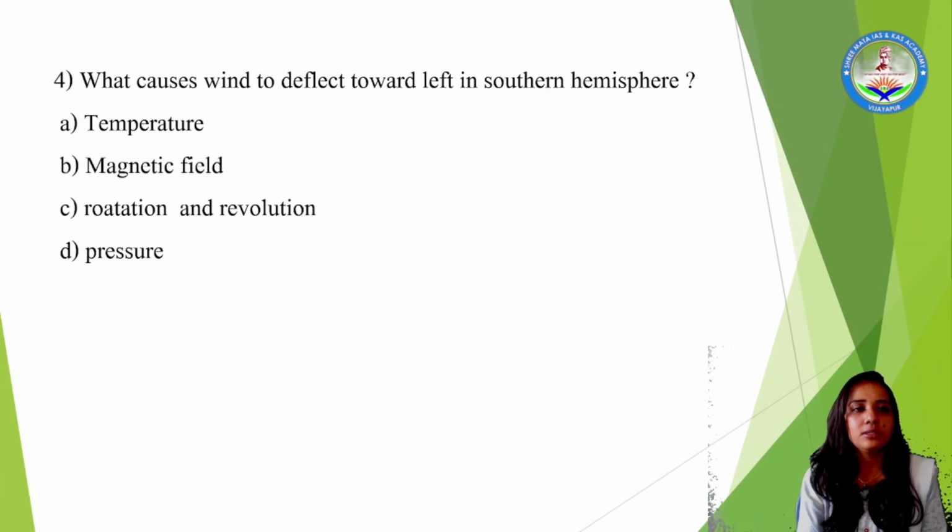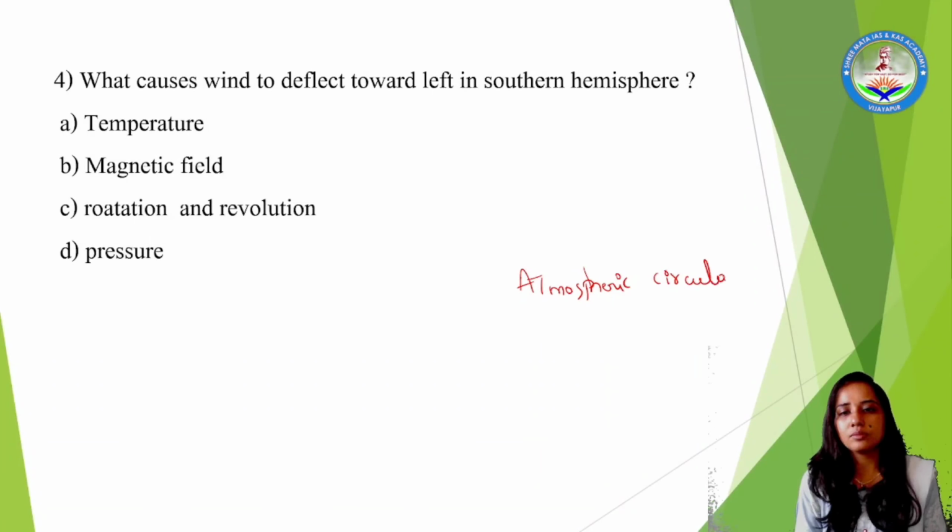Coming to the next question, that is question number 4. What causes the wind to deflect towards the left in the southern hemisphere? Okay, so this is regarding the atmospheric circulation of the wind.